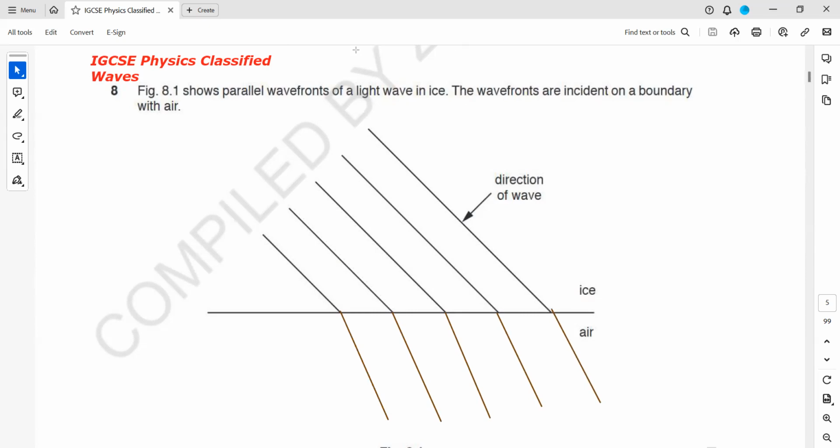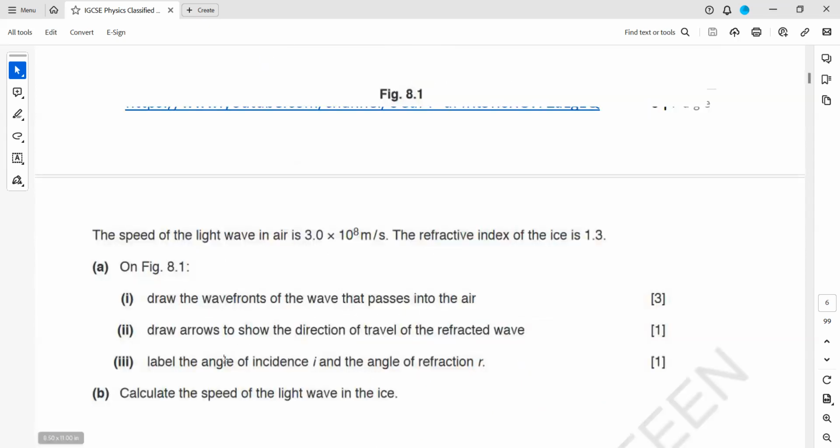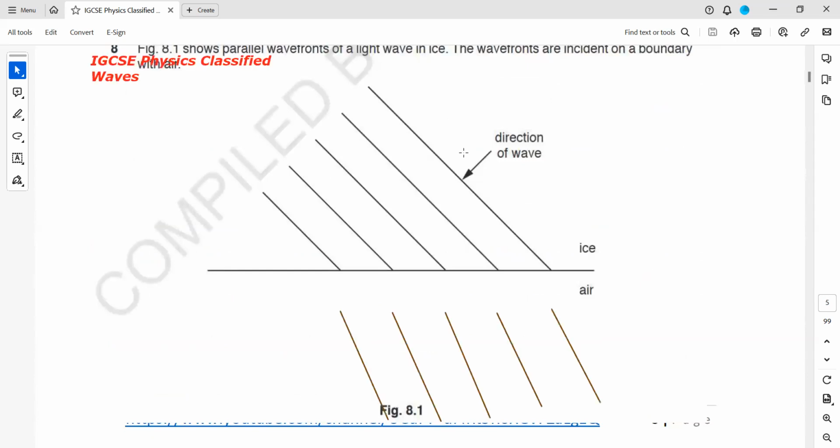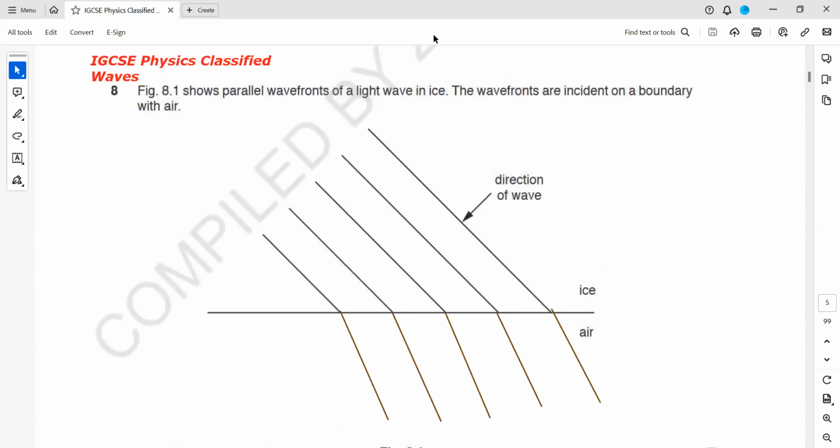Then what about the direction of the wave? We have to draw the wavefront that passes into air, then draw an arrow to show the direction of the refracted wave, and then label the angle of incidence and angle of refraction. How can we draw the direction of the refracted wave? It is always perpendicular to the wavefronts. These are the wavefronts. I can take any one of them. If this is a wavefront, the direction will be 90 degrees. I can take this, or this one, or this one. But the direction of the wave is always perpendicular to the wavefront.